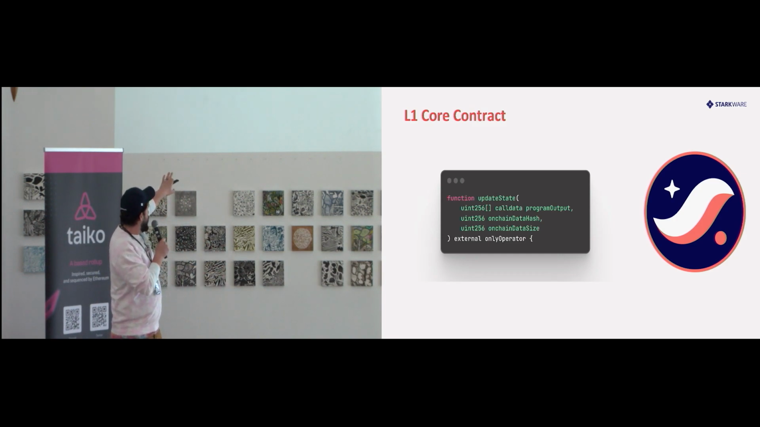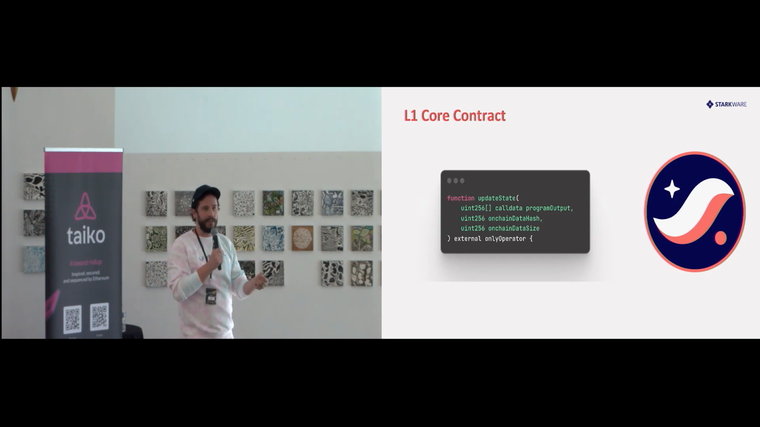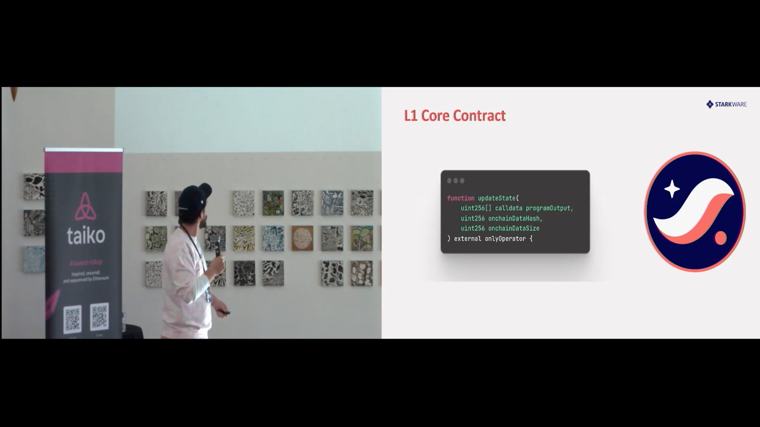Now, the on-chain data hash here is the fact. It's the fact of the StarkNet OS run. So now we have the programmatic interface to the verifier. We know that for this run of the StarkNet OS, it has been proved by the SHARP, and we have that information on-chain.